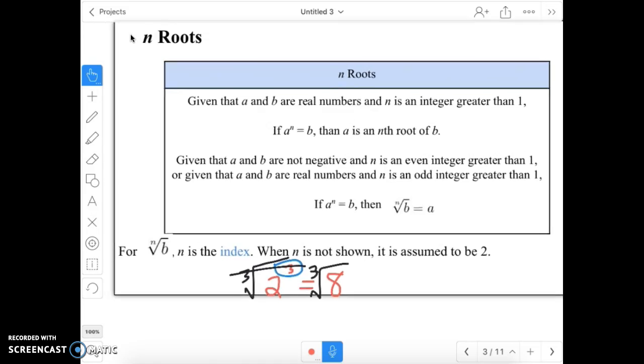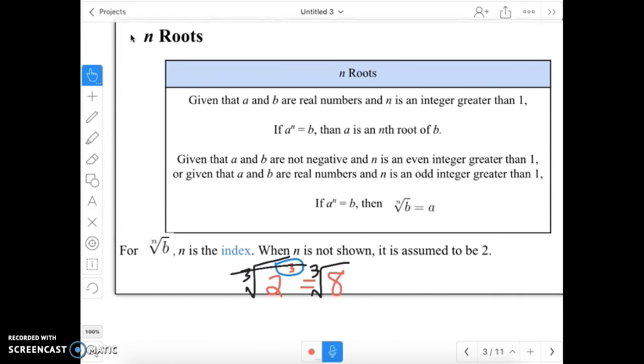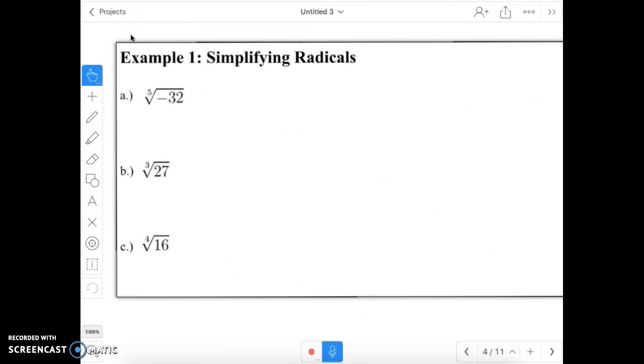A little bit more for definitions. For the nth root of b, n is the index. When n is not shown, it's assumed to be 2. So that means that we're taking a square root if we don't see a number. However, if we do see a number, that means we're taking a different root. So for this first one, we're actually taking a fifth root.